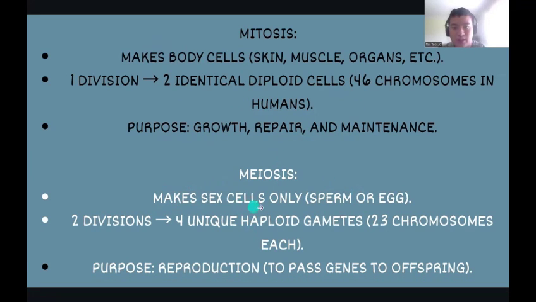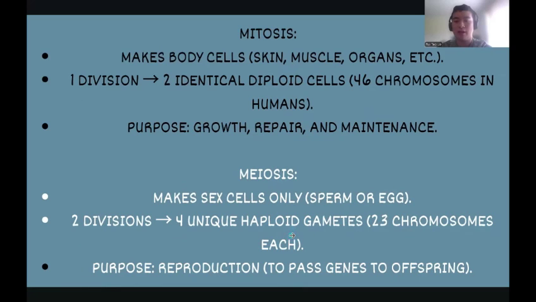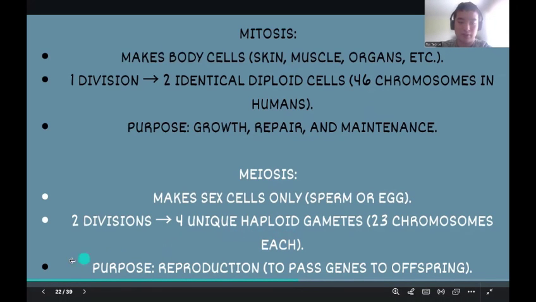Meiosis makes sex cells only, so sperm or eggs, which is different to mitosis. Two divisions make four unique haploid gametes. So haploid is half, diploid is whole. This one is 46 and this one is only 23 because it's haploid. It only takes half of the things. The purpose is reproduction, to pass genes to the offspring.